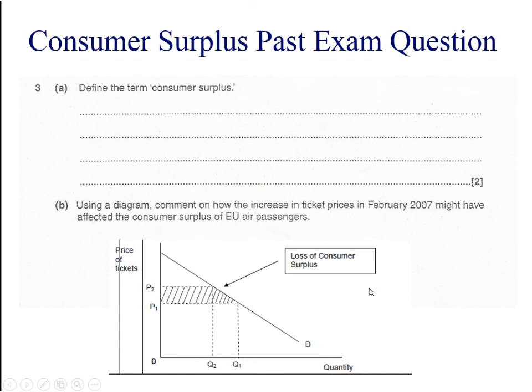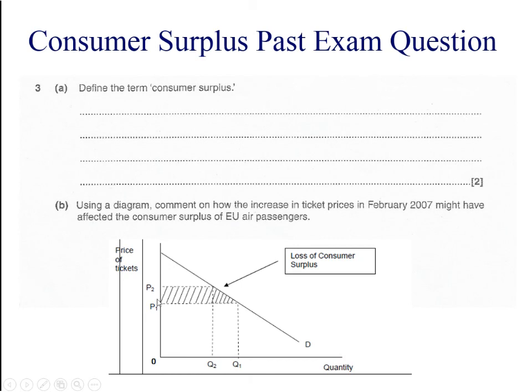Finally, the last type of comment question that you get related to a diagram could be something looking at producer or consumer surplus. I think this was from summer 2010. Define the term consumer surplus for 2 marks, so just learn your definition for that. And then using a diagram, comment on how the increase in ticket prices might have affected the consumer surplus of EU passengers. So we know if you increase ticket prices, consumer surplus is going to fall.